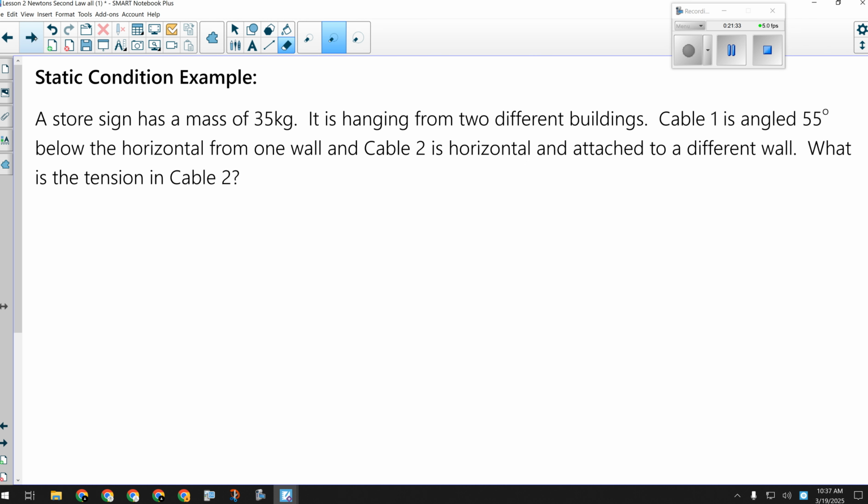Okay, that one we don't need to do. All right, write this one down and draw me the diagram for it. Okay, this is what we call a static condition problem. Still a Newton's second law problem, but it's a static problem. What does static mean? Unchanging, not moving, yeah. Okay, so think about that when you're drawing it out. Static means unchanging, not moving.